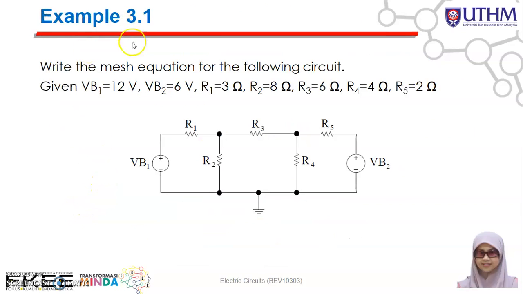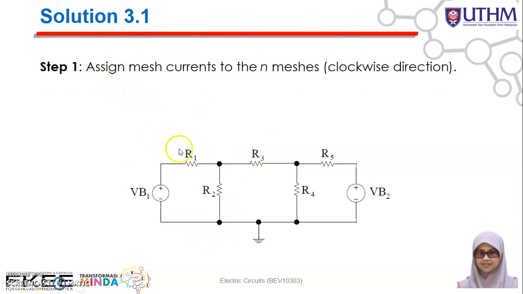So for example 3.1, based on the given circuit with the value of VB1 12 volt, VB2 is 6 volt, and then R1, R2, R3, R4, R5, the values are given here. You need to write the mesh equation for the following circuit. So how to write the mesh equation? We need to apply the mesh analysis. Step number 1, based on the circuit, you need to assign the mesh current to the 3 mesh. Here you have 3 mesh, 1, 2, 3. So you have I1, I2, and I3.